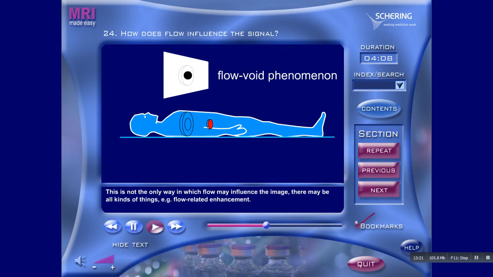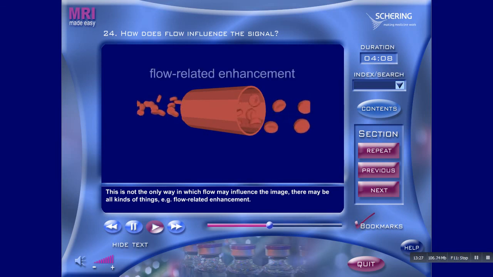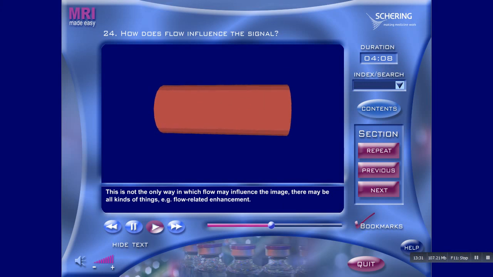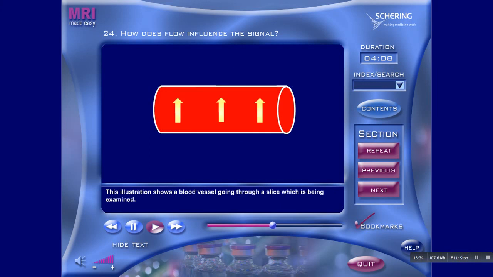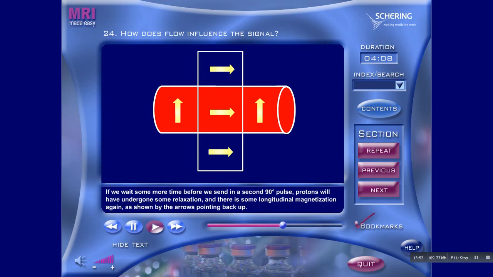This is not the only way in which flow may influence the image. There may be all kinds of things. For example, flow-related enhancement. This illustration shows a blood vessel going through a slice which is being examined. The figure represents the situation before the 90-degree pulse. Immediately after the pulse, longitudinal magnetization is tilted 90 degrees. If we wait some more time before we send in a second 90-degree pulse, protons will have undergone some relaxation. And there is some longitudinal magnetization again, as shown by the arrows pointing back up.